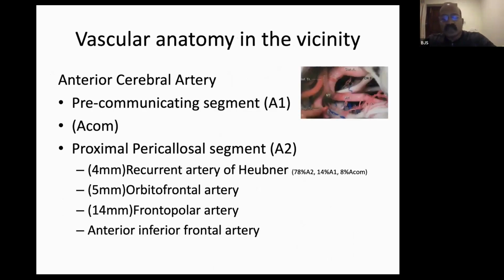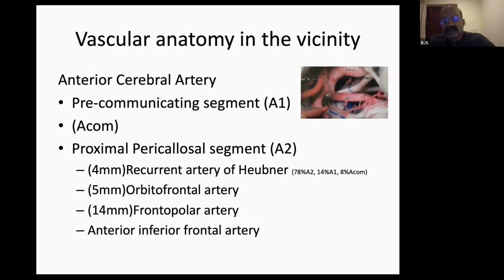Now, this is again the nomenclature. The A1 is the pre-communicating segment, before the anterior communicating artery. The ACOM is an integral part of the anterior cerebral circulation, which connects both sides of the anterior cerebral arteries. The A2 is the segment between the A1-ACOM junction and the rostrum of the genu of the corpus callosum.